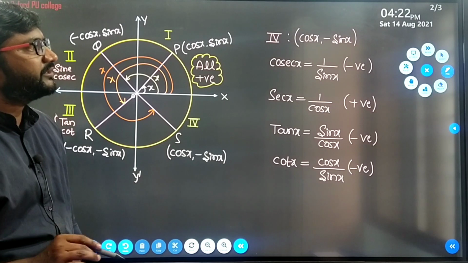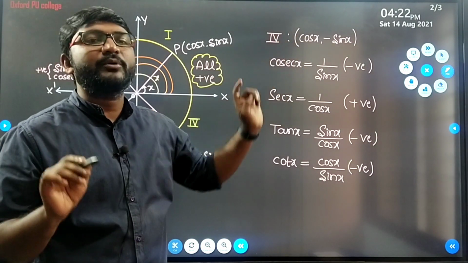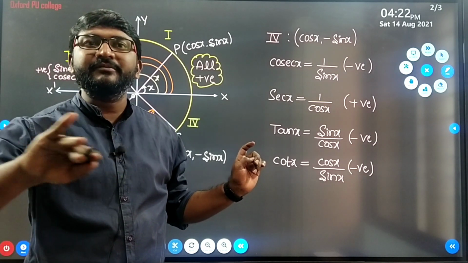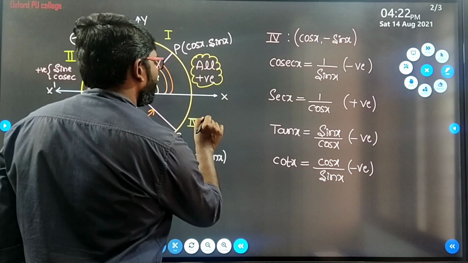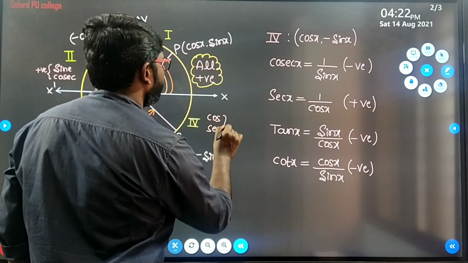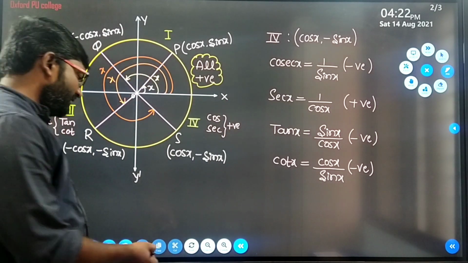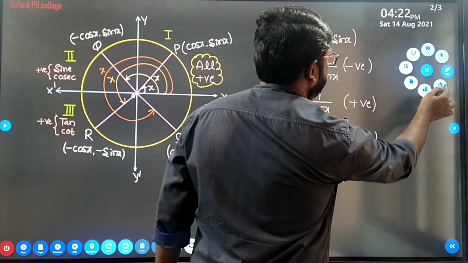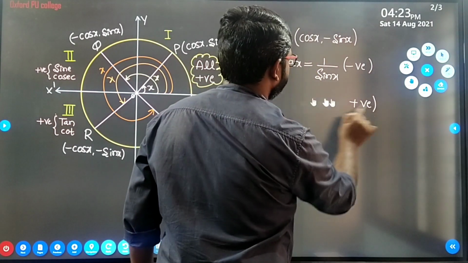So which are all positive now? Only secant x and cos x. These two are positive in the fourth quadrant. The remaining four trigonometric ratios are negative. So the only positive ones are cos and secant. This I'll be writing in a systematic table. See here.